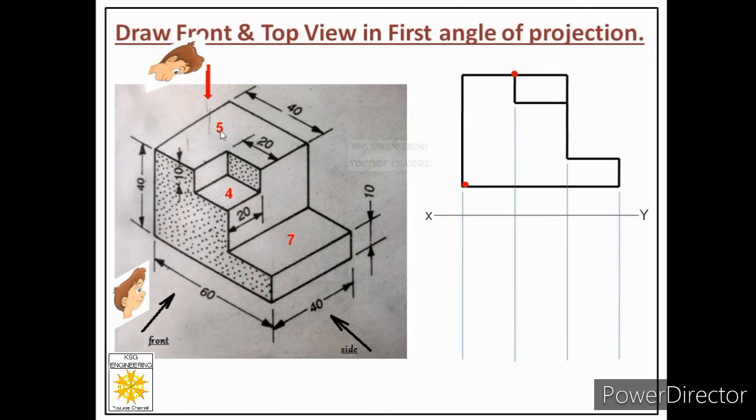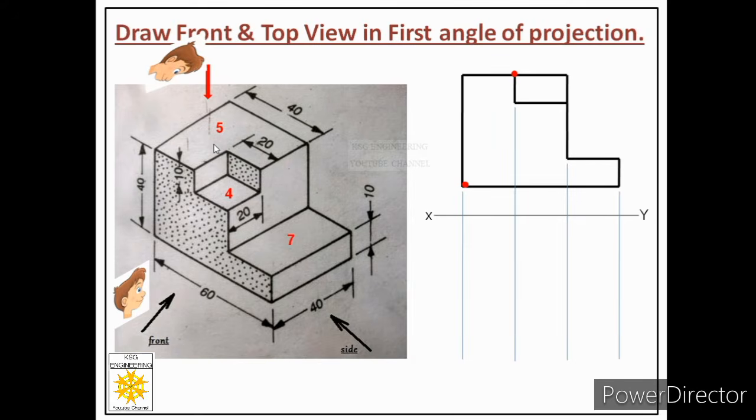Now you can see face number 5, this edge, and face number 7, this edge. Both are at the same distance from VP. So either we can start with face 5 or we can start with face 7. It is our choice. So let us start with face 5.